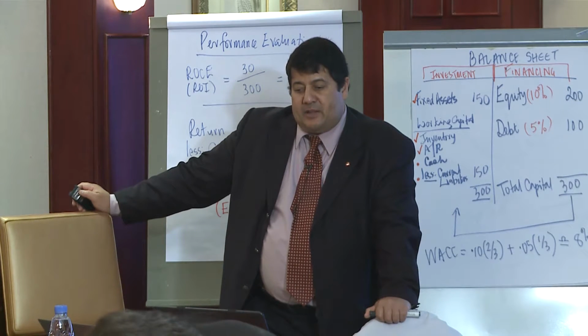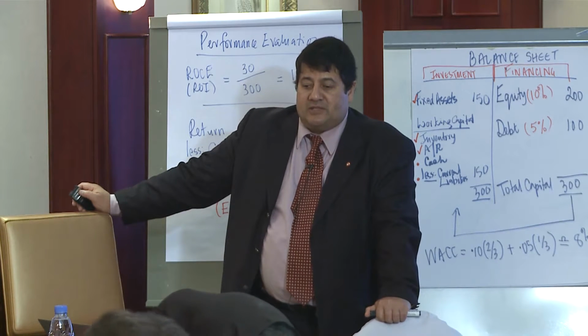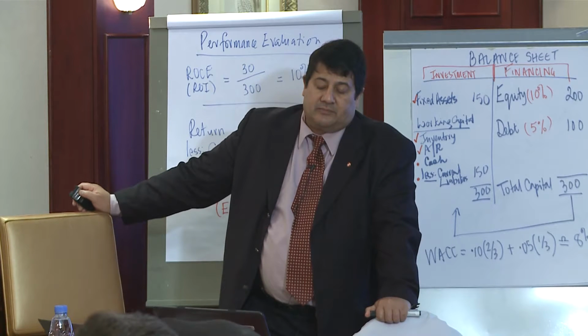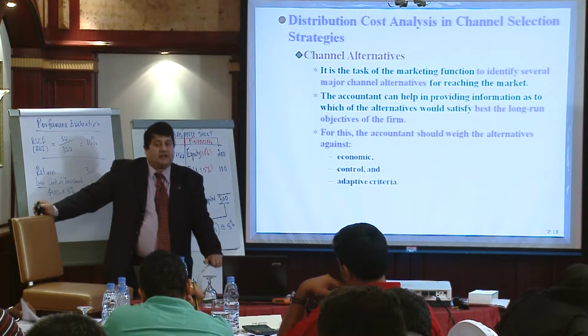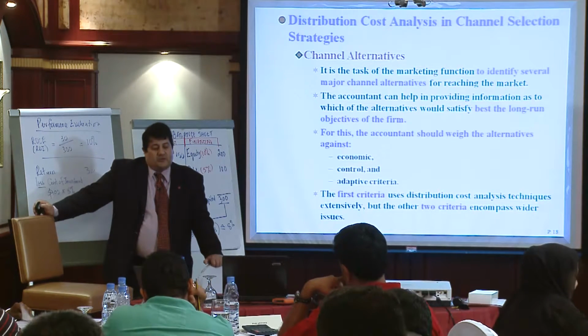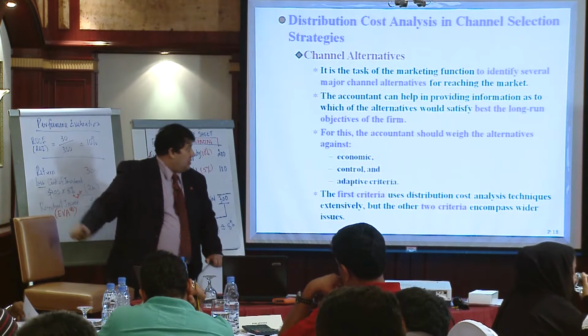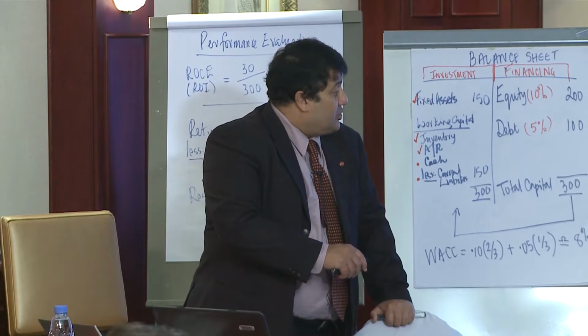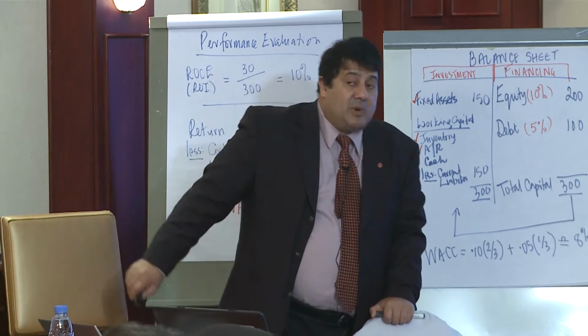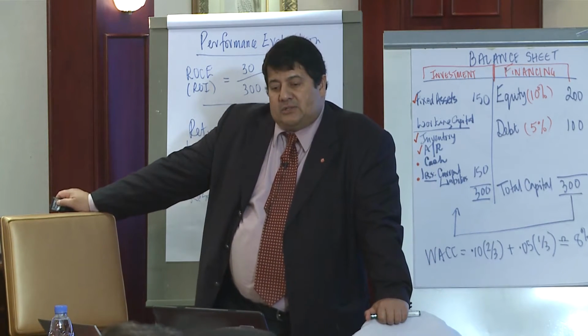The accountant can help in providing information as to which of the alternatives would satisfy the best long-run objectives of the firm. For this, the accountant should weigh the alternatives against economic, control, and adaptive criteria. Now, the first criteria, economic, is of course important. It looks at distribution costs. But the other two criteria, control and adaptive, encompass wider issues. So let's look at that.